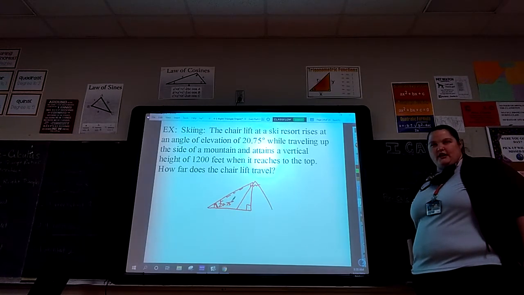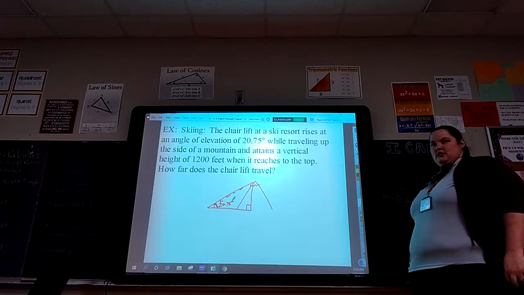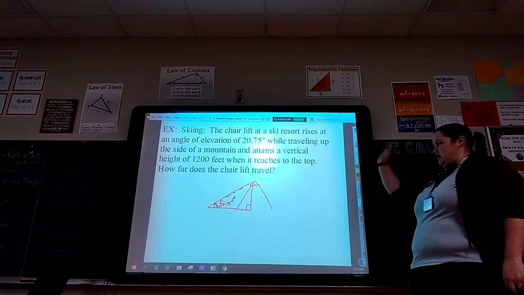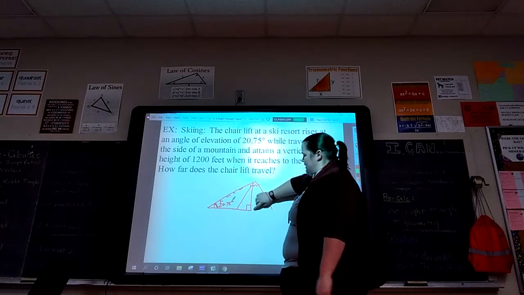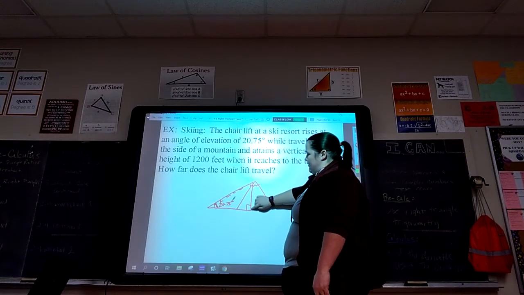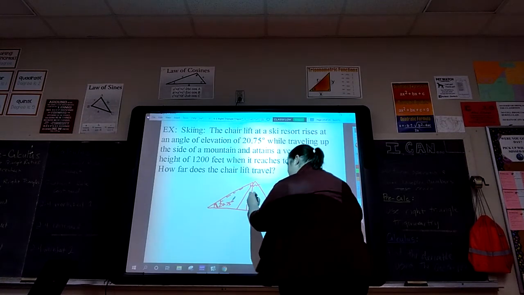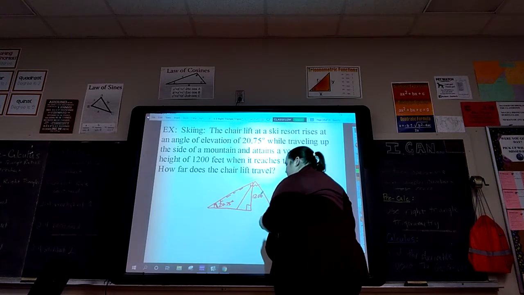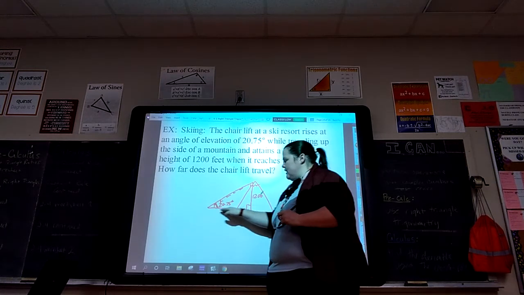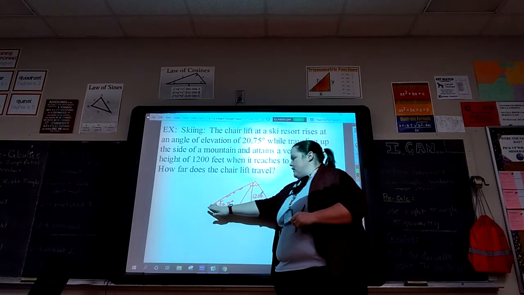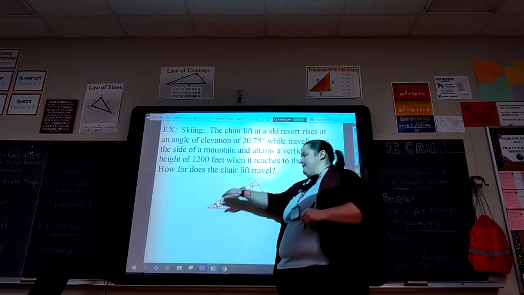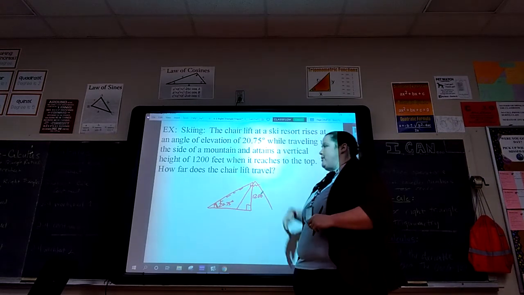Where's my 1,200 feet going to go if it's a vertical height? Opposite. Yep, opposite side. So, like I said Tuesday, if you're talking about a vertical height, it's this side of our triangle. So that's where my 1,200 is going to go. Some horizontal distance is here, and then some sort of diagonal distance will be your hypotenuse.